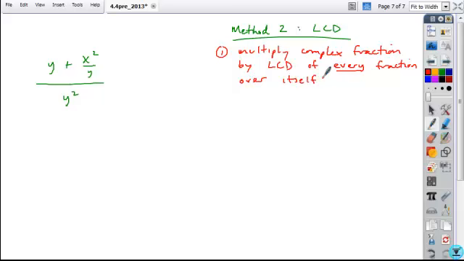And then over itself. Okay, the whole point of it being over itself is any number over itself or divided by itself is a value of 1. So you can multiply an expression by a value of 1. It's called the identity property of multiplication without changing its value.